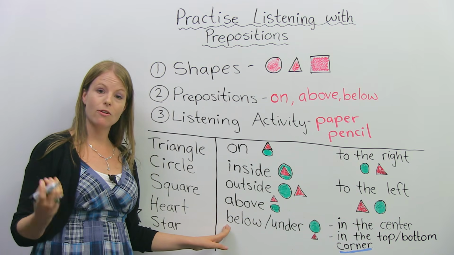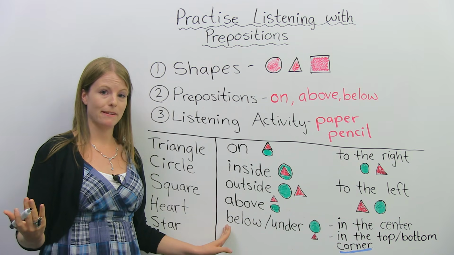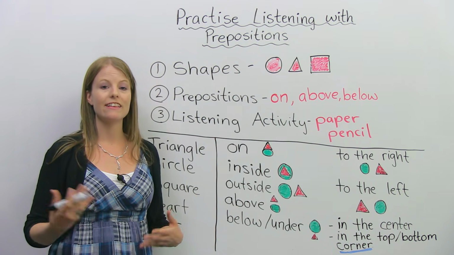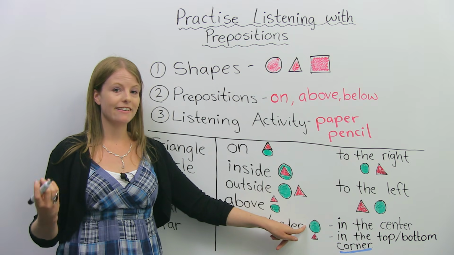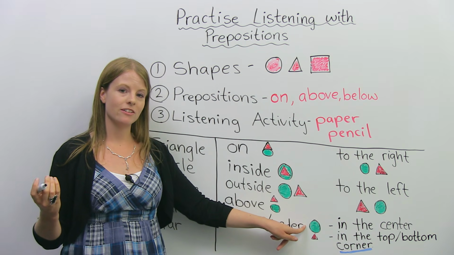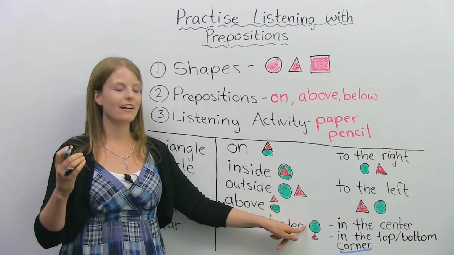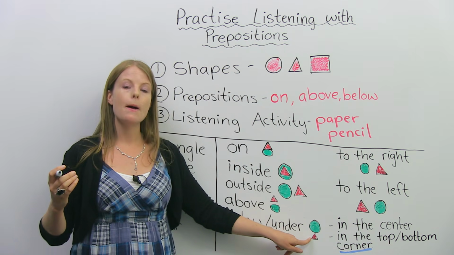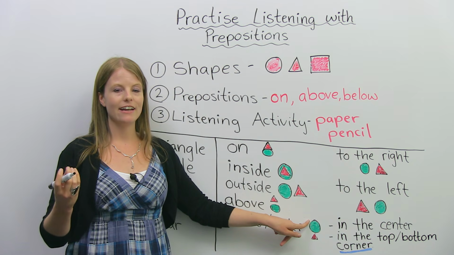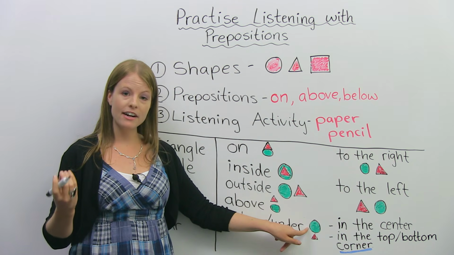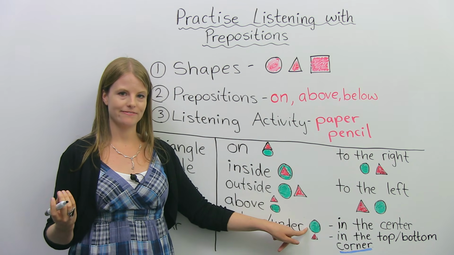Okay, now we have below and under, two more common prepositions, which we usually use in the same way. So we have here the circle. We can say there is a triangle below the circle, or there is a triangle under the circle.